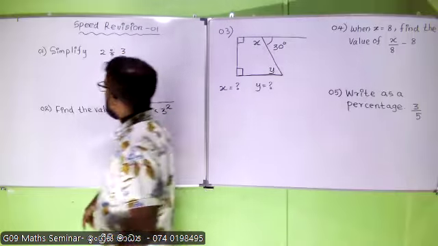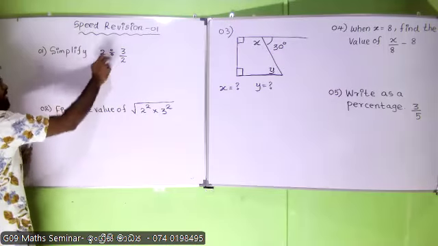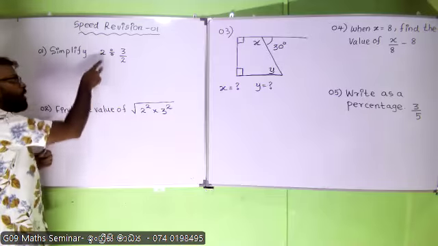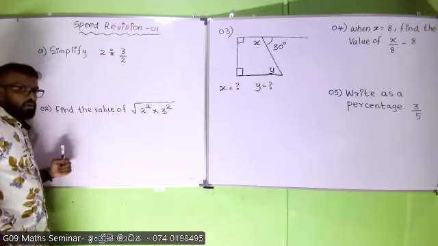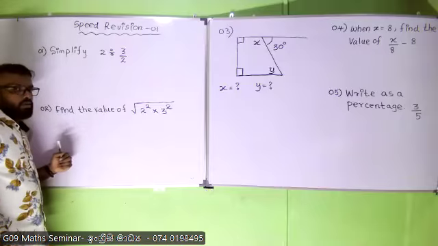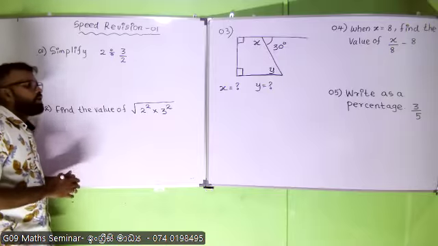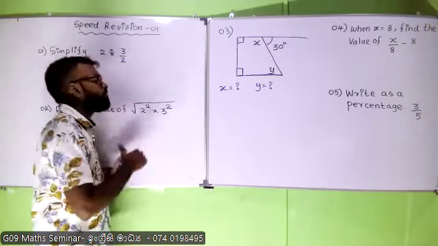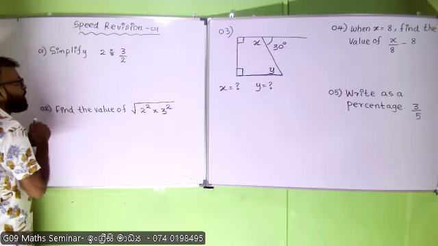Here we have 2 divided by 3 upon 2. What can you do for this division mark? Can anyone tell me? What can you do for this? Super. You can convert this division mark into multiplication.